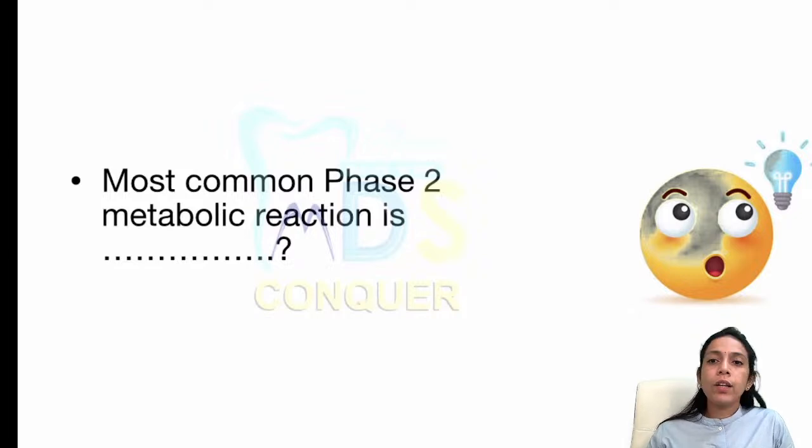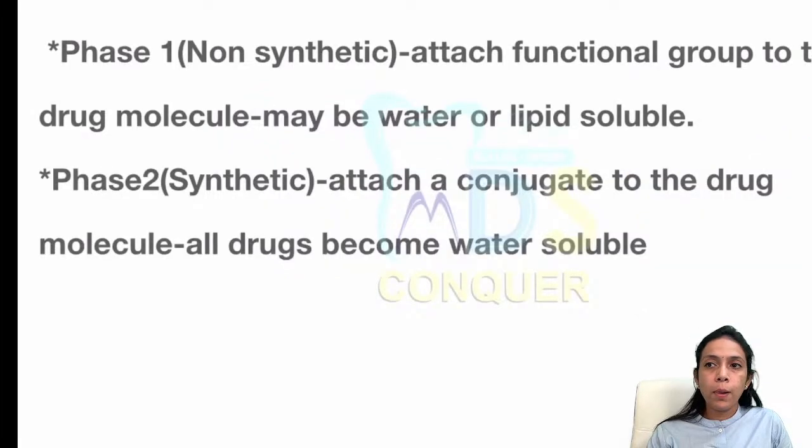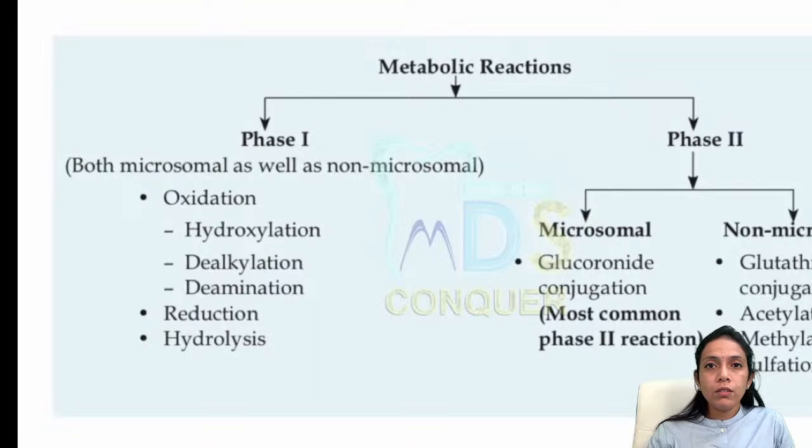So the metabolic reactions, I'll just give you the explanation for that. Metabolic reactions are broadly phase 1 and phase 2. Phase 1 are non-synthetic, which attach the functional drug molecule, and they may be water or lipid soluble, and phase 2 attach a conjugate to the drug molecule and they become water soluble. Okay, so these are the important things that you have to know with respect to the phase 1 and phase 2 reactions.